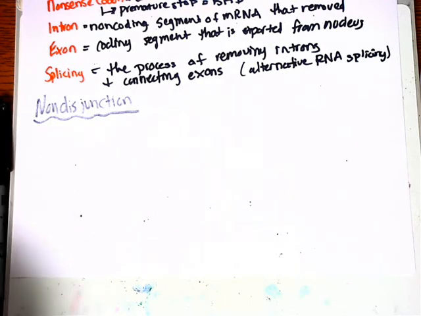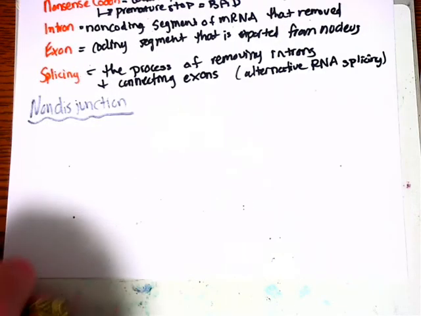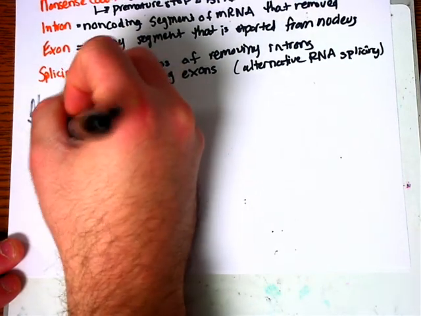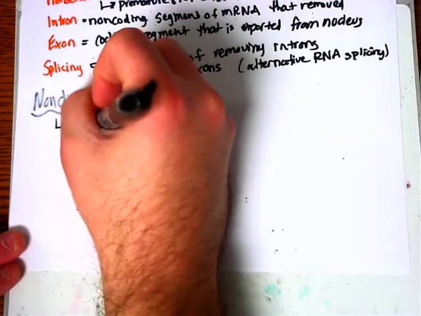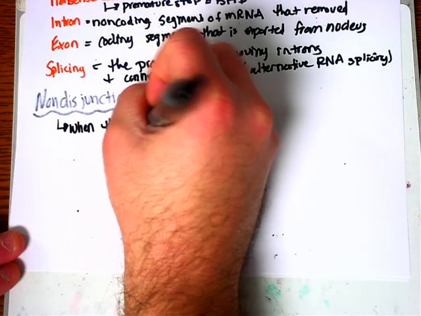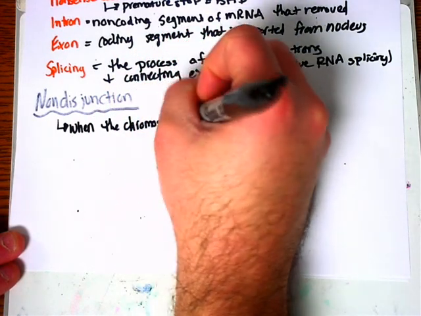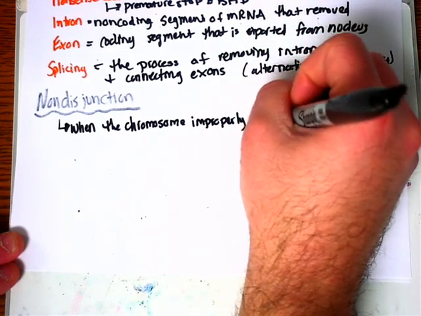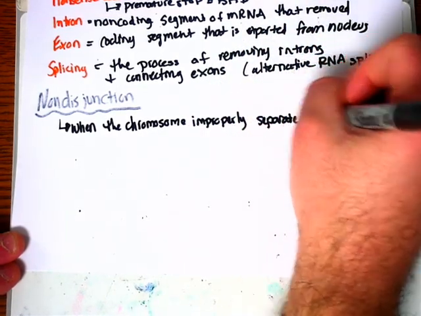Dude, biology is awesome. Let's talk about non-disjunction. What is non-disjunction? Don't know. Teach me. Okay, we should know. That is when the chromosomes improperly separate in meiosis.